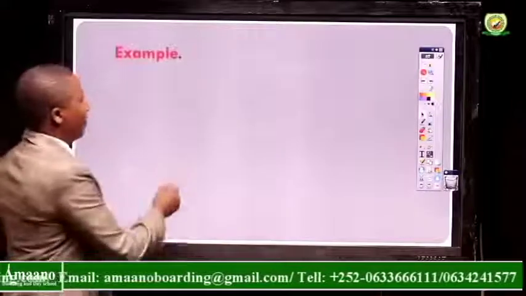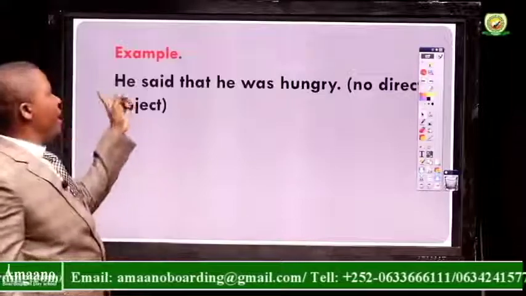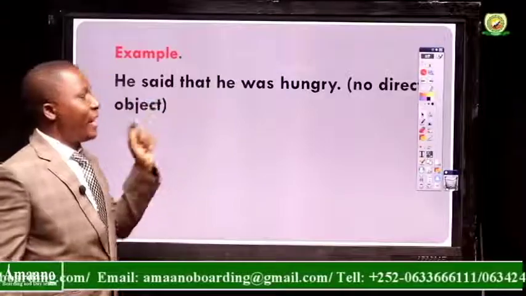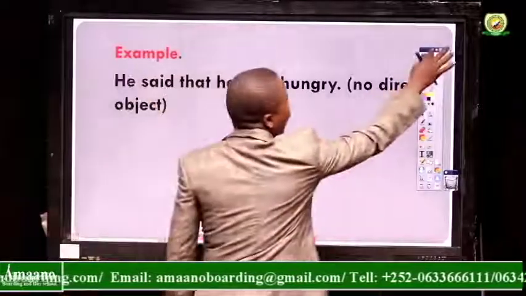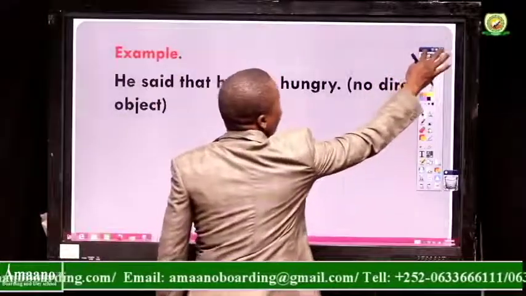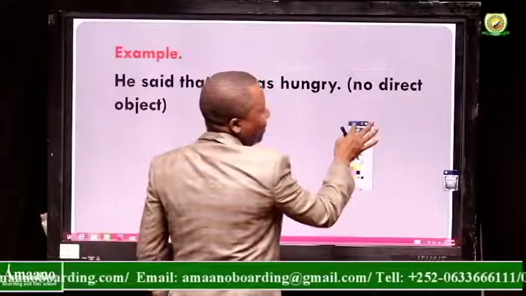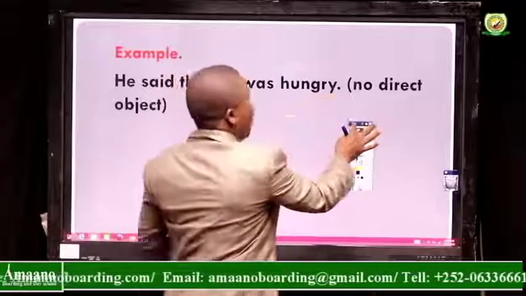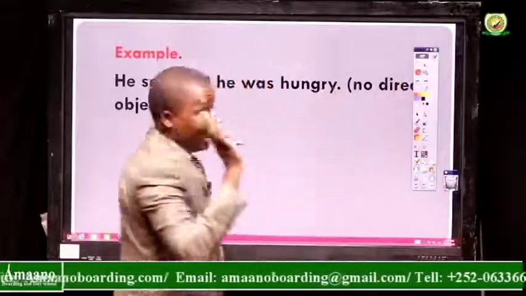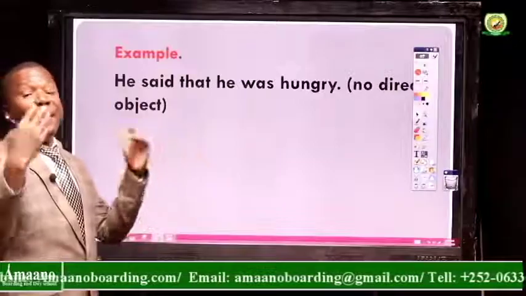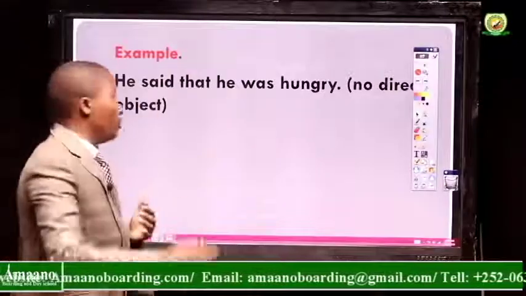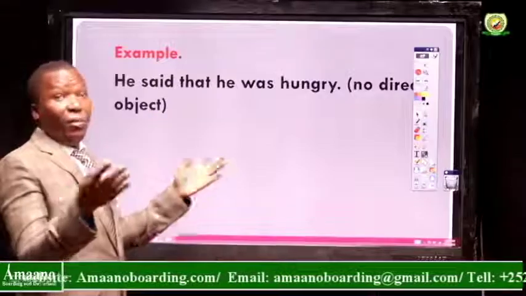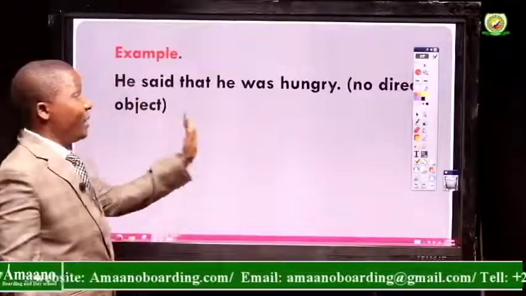Now, an example, when you're using say, look at this. He said that he was hungry. There's no direct object there. I mean direct object, whoever you are speaking to. So he just said, but he said to who? We are not told he said to who, but he just said that he is hungry.